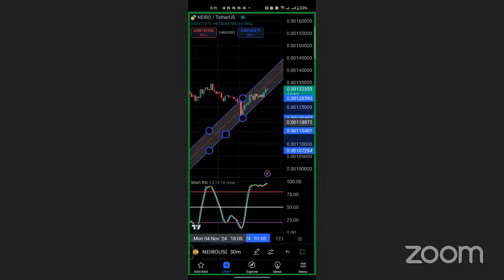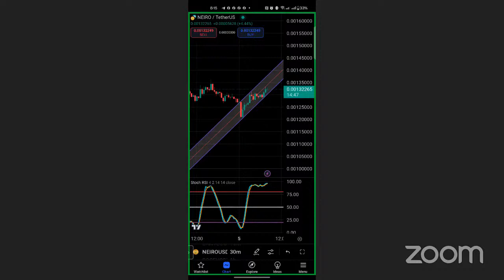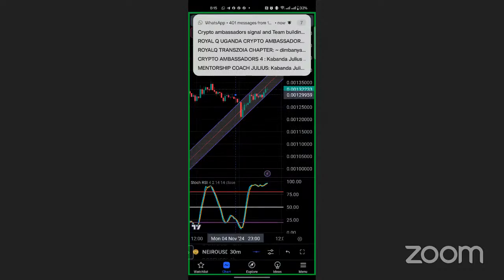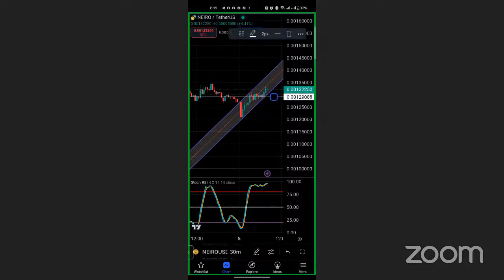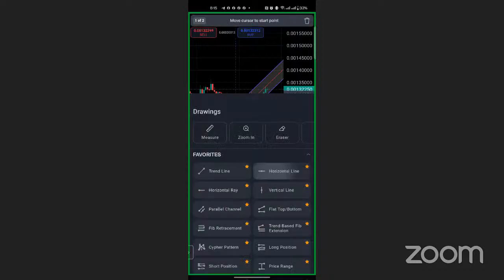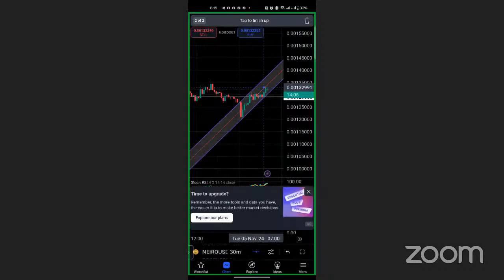I told you, simplify your tasking by drawing a horizontal line on every point where it touched your line. So I will draw a horizontal line here because it touched this point here. I also draw a horizontal line because it will help you make perfect entries and perfect exits in the market.